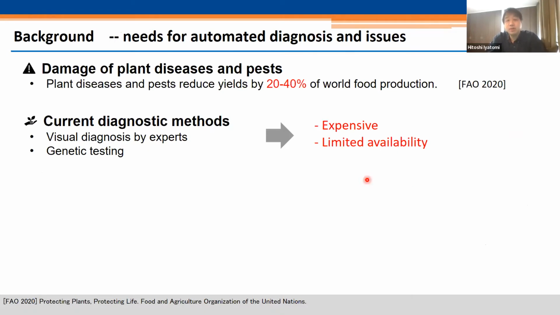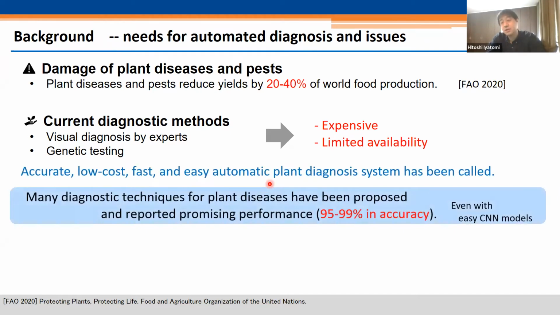According to a report from the United Nations, plant disease and pests reduce yields by 20 to 40% of our food production. So early detection and appropriate treatment is quite important. However, for diagnosing plant disease, experts usually perform visual inspection, but this is expensive and of limited availability. So a practical automated method has been called for.